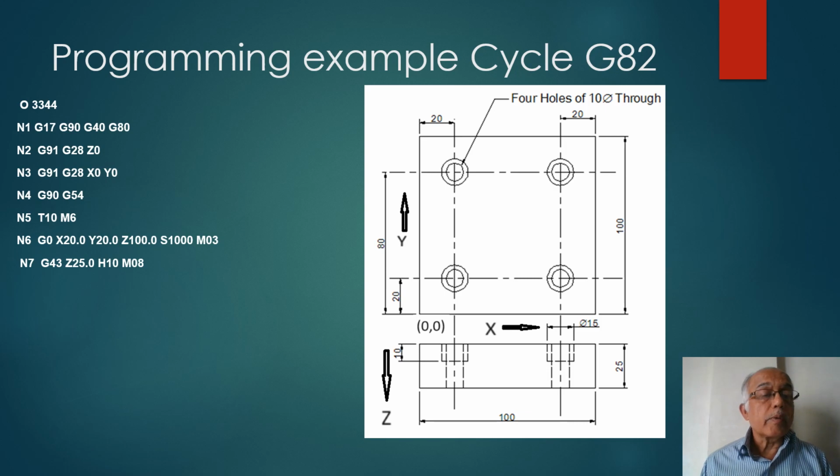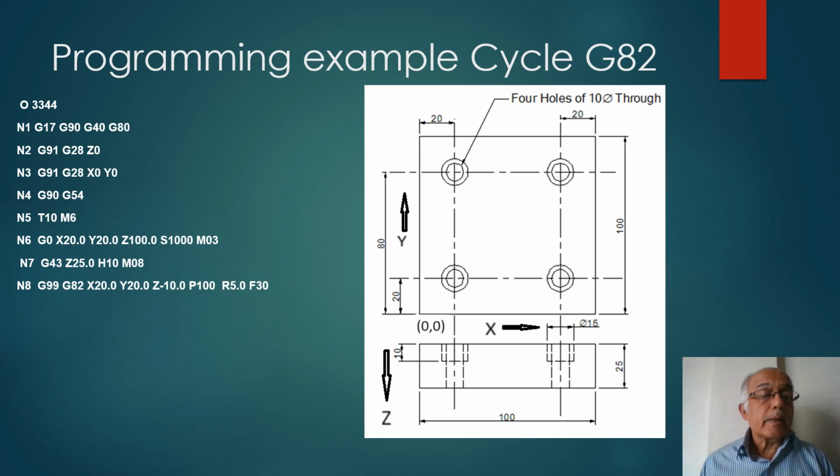N7 is the block where tool compensation is activated. So we have positioned the tool 25 mm away from the job face, activating the tool length offset. H10 is the tool offset number. We have used tool number 10, so H10 is the tool length offset number. Here in block number 7, we have also used the M08 code. This is for starting the coolant supply.